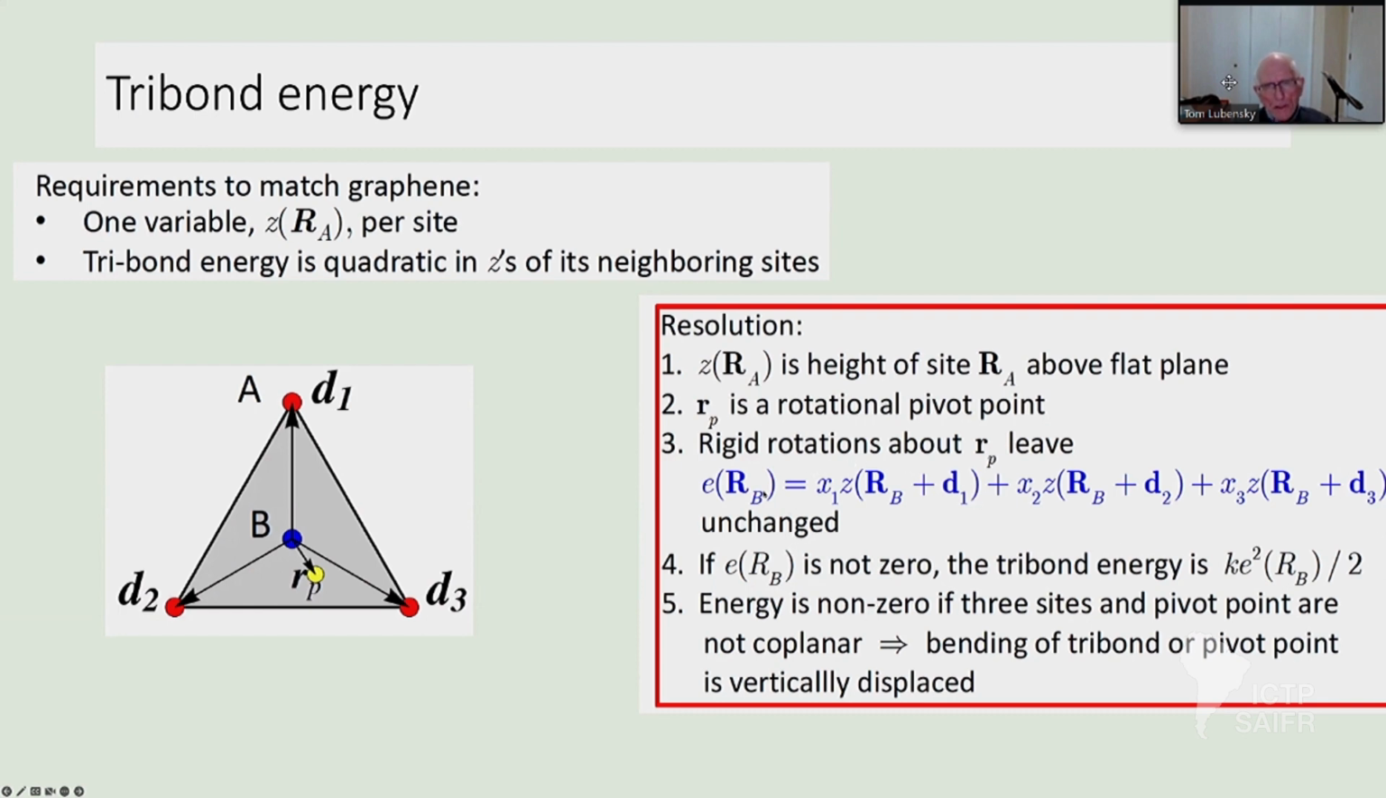So for rigid rotations about the pivot point, this combination of the z's is 0. So that would be no energy cost. And if this is non-zero, the tribond energy is, kind of, an elastic constant times the square of this quantity right here. So it involves 3 heights instead of 2. And the energy is non-zero if 3 sites and a pivot point are non-coplanar. Okay.